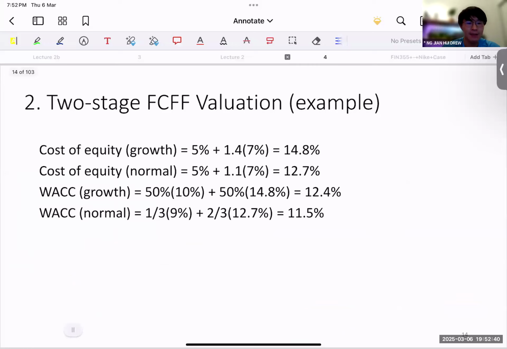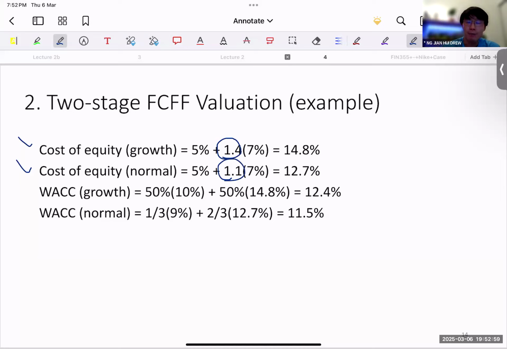Okay, so quite a bit of information. Let's try to dissect this by first calculating all our various discount rates. Given that we have your beta, we can immediately use the CAPM model and calculate the cost of equity for the growth stage, which has a higher beta, and the cost of equity at the normal stage with a lower beta.